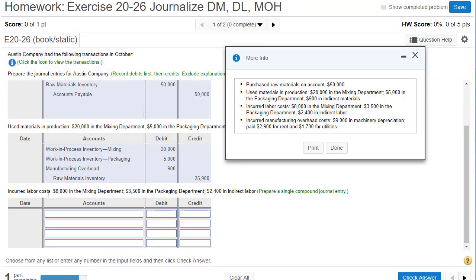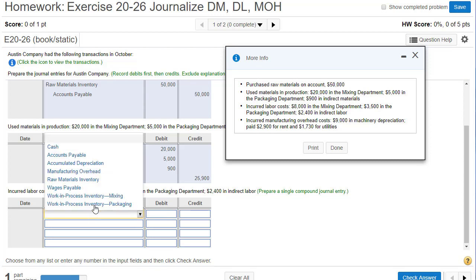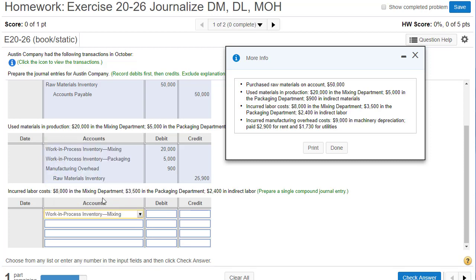Next, we've incurred labor costs. The mixing department is going to get $8,000 of labor costs. This $8,000 is the cost they paid to the workers working directly with the product in the mixing department. And then in the packaging department, we've got $3,500. Again, these are $3,500 of wages paid to the people working with the product in the packaging department.